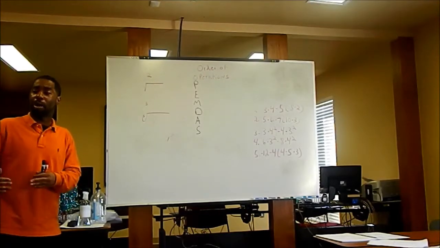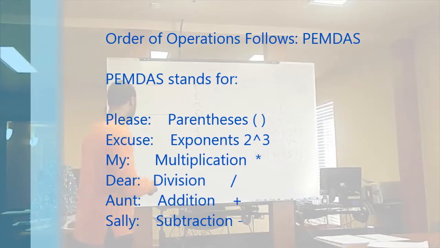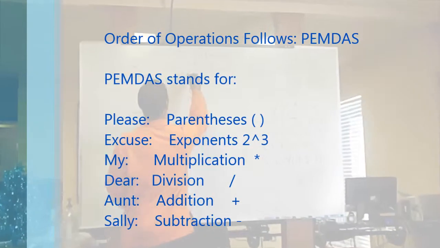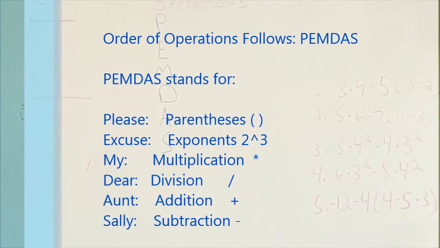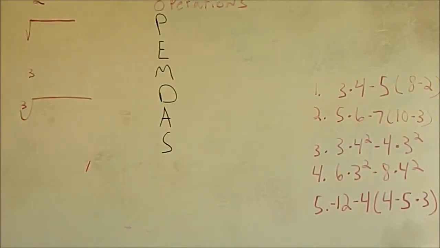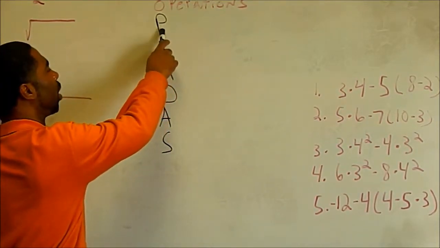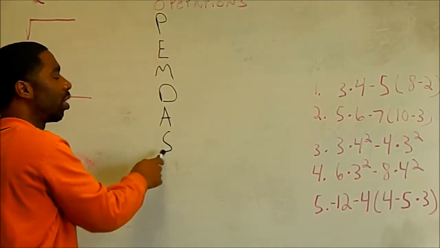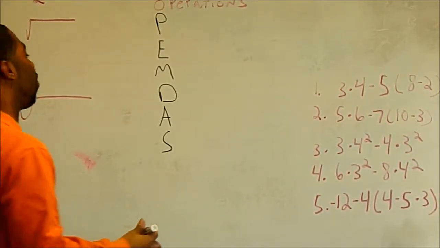When we have multiple operations in a single problem, we have an order that we have to go in. The order that we go in has an acronym. An acronym is a word that stands for something bigger, like Mothers Against Drunk Driving, MAD. That's an acronym. This one is PEMDAS. PEMDAS stands for Please Excuse My Dear Aunt Sally. It's one way it's taught, but what it really means is the order of operations that we do.